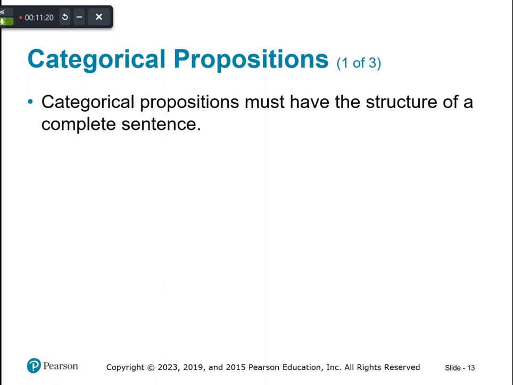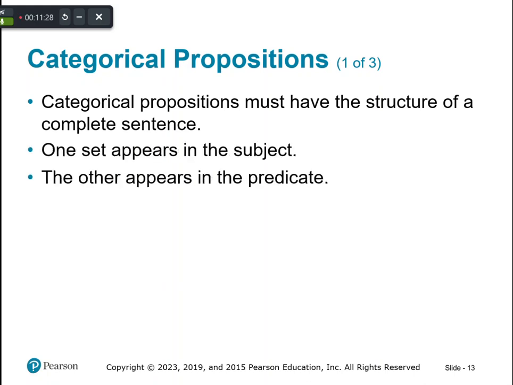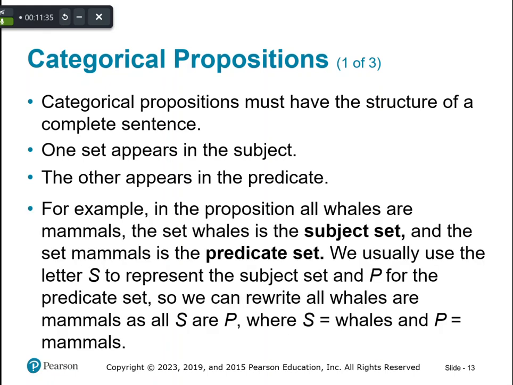All right. So categorical propositions must have the structure of a complete sentence. One set appears in the subject. The other appears in the predicate. Yep, you have to know English in order to know logic and math.